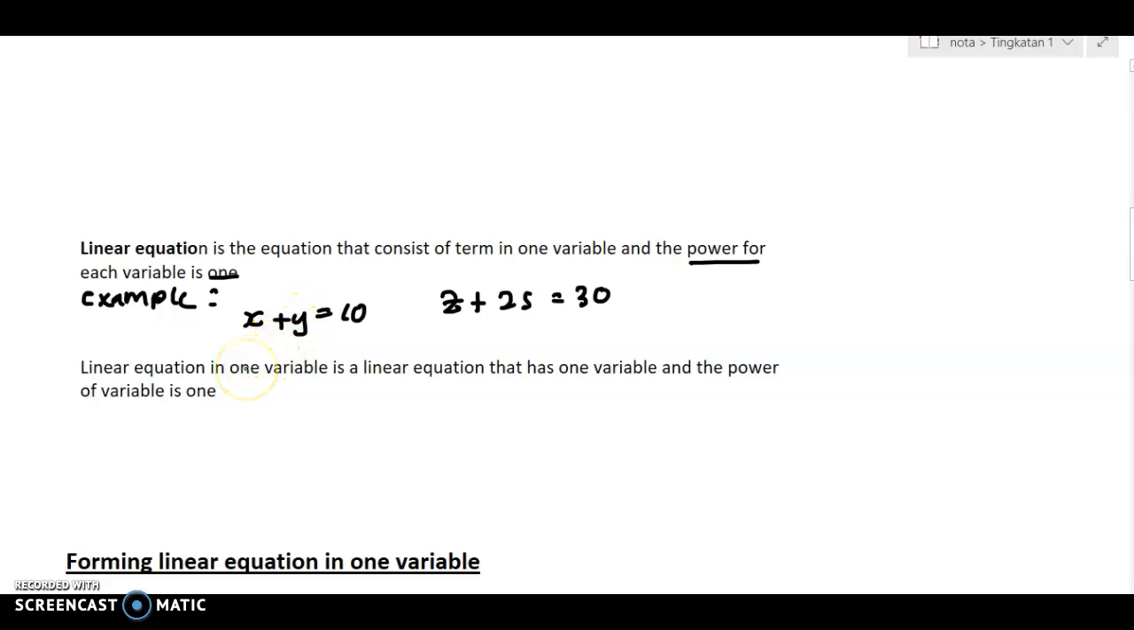Nanti masa kamu belajar dalam tingkatan 2, kamu akan tahu lebih lanjut tentang topik ni, yang berkenaan the power for variables that is more than 1. Okay, now we move on to another one.